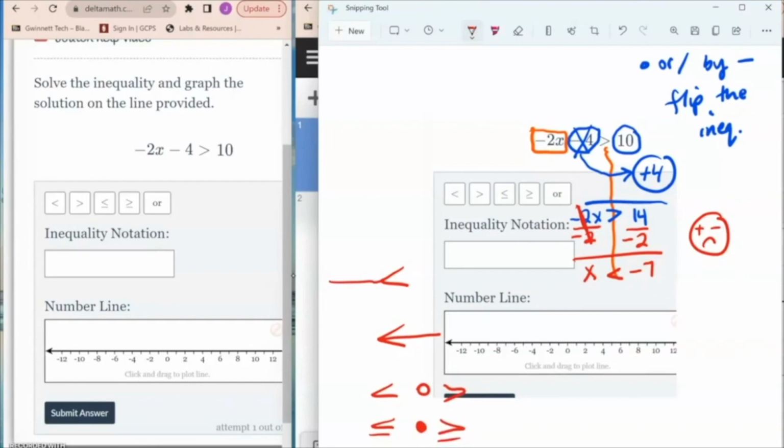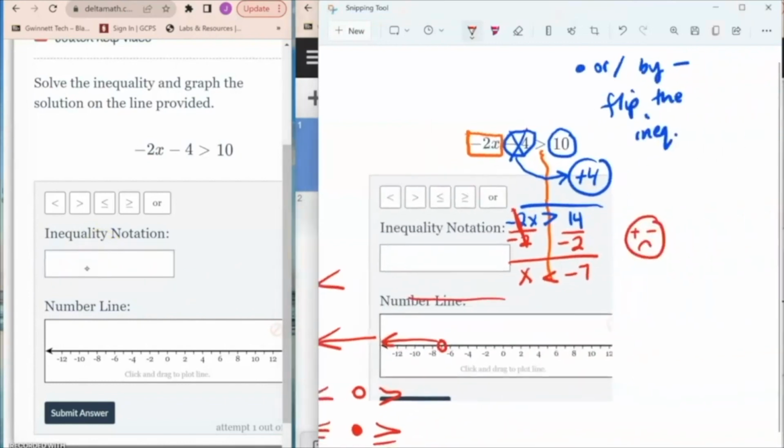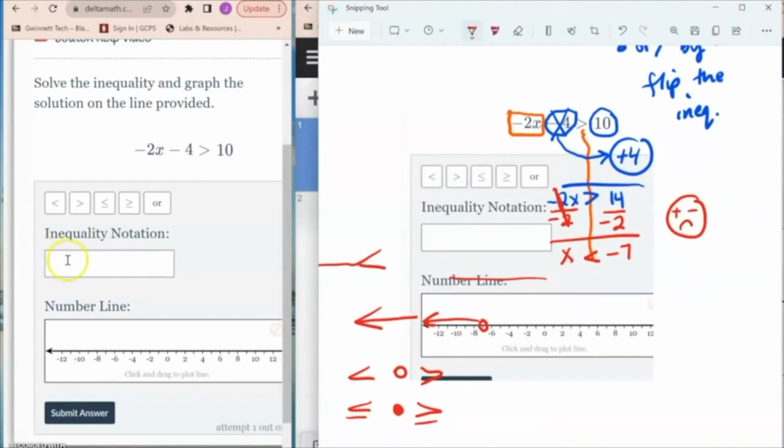No. So this is just less than. This you read as less than or equal to. Okay, so just less than is open. So it's going to be open at negative 7, which is between negative 6 and negative 8. Open, and the arrow is going to the left. All right, so let me go ahead and put it all in here. So what's the inequality notation? It's right here. X is less than, and you're going to write the whole thing. So you're going to write x is strictly less than negative 7. And then to graph it, you're going to do an open circle over here.